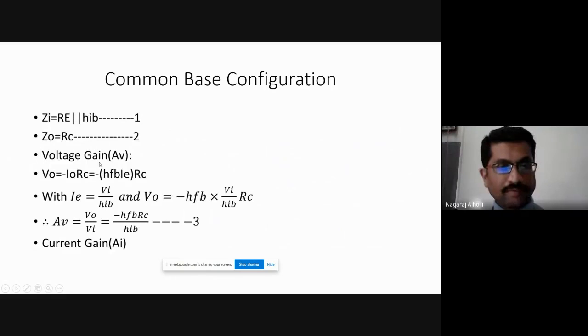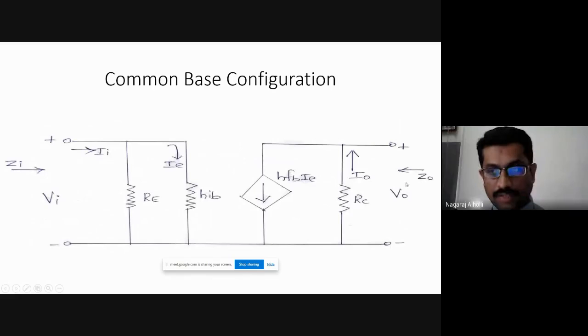Next, voltage gain AV. We know what voltage gain is. It is the ratio of output voltage to input voltage. This V naught is given by the circuit here. Current entering positive, current leaving negative, positive to negative minus I naught RC, and positive to negative minus V naught equals 0.